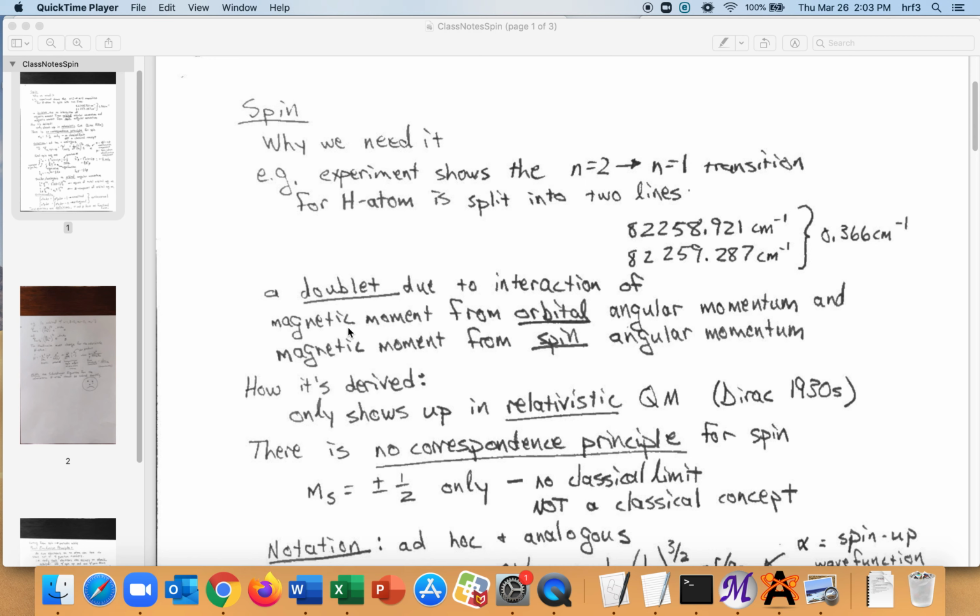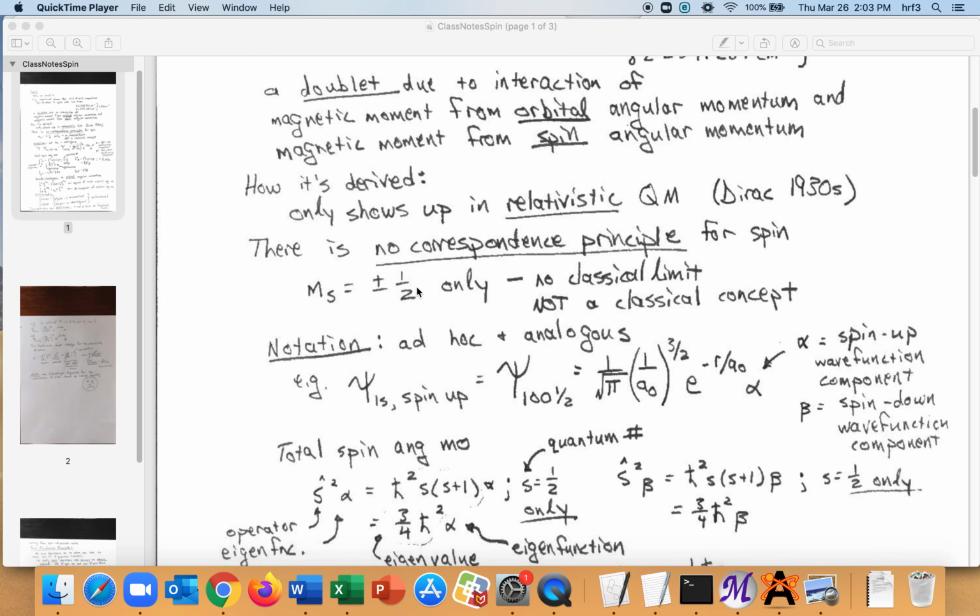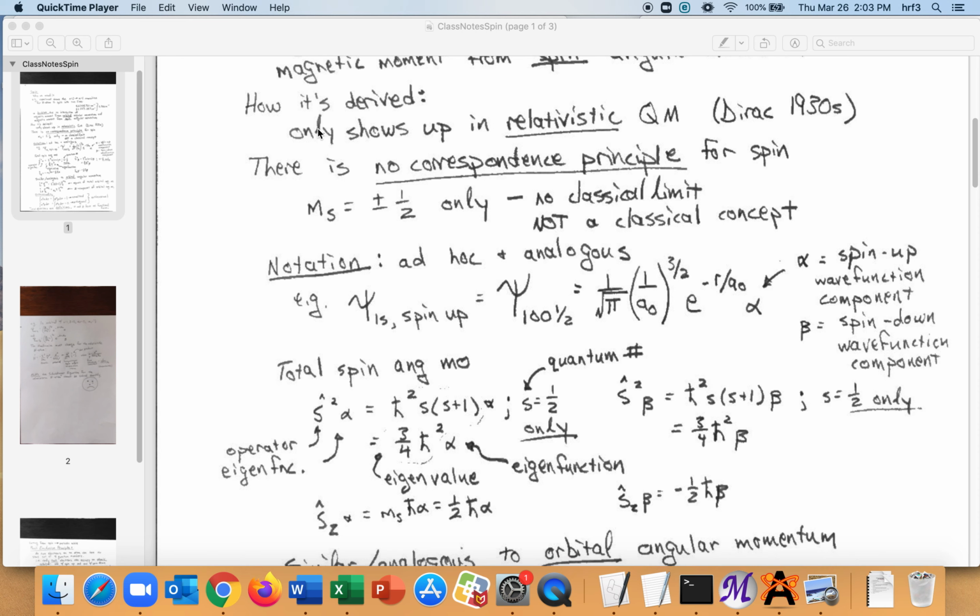Well, that's the metaphor. How it's derived in the model is it only really shows up if you look at relativistic quantum mechanics, and Dirac did this in the 1930s. There's no correspondence principle for spin. We talk about spin being up or down. So m sub s, this is the spin magnetic quantum number. It can be plus a half or minus a half. And there's no classical limit to this. It's not a classical concept, so there's no correspondence principle.